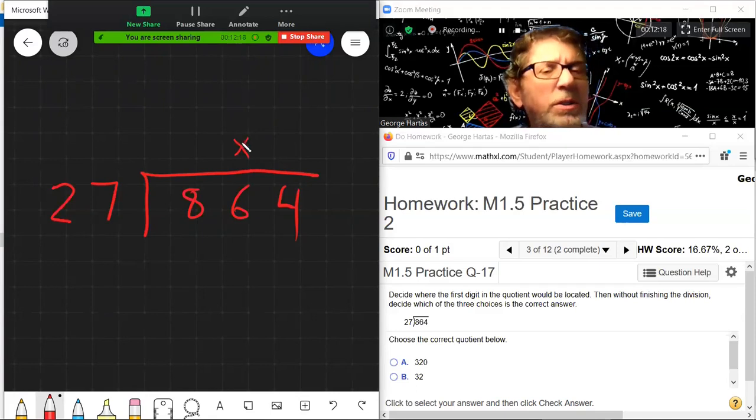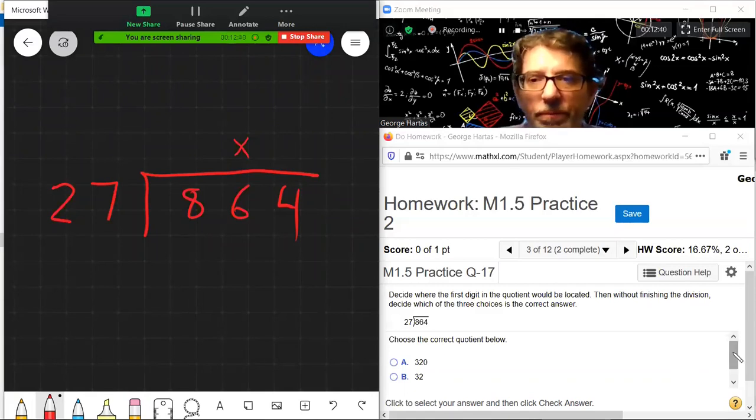Whatever the answer is goes here over the right-hand digit. Now let's look at the question and see exactly what they want us to do. Decide whether the first digit in the quotient, where it would be located. Then without finishing the division, decide which of the 3 choices is correct.